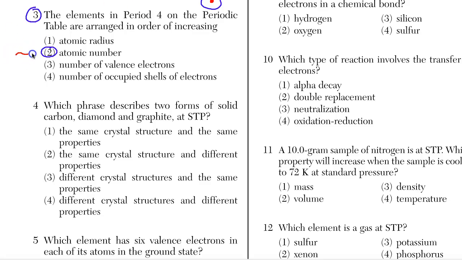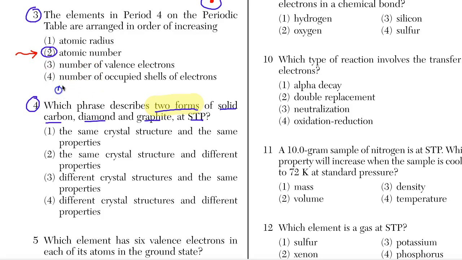So number 3 is 2. Number 4. Which phrase describes 2 forms of solid carbon? Diamond and graphite at STP. Well, if you've been around with me long enough, you know that when you have 2 different forms, that means you have 2 different structures.